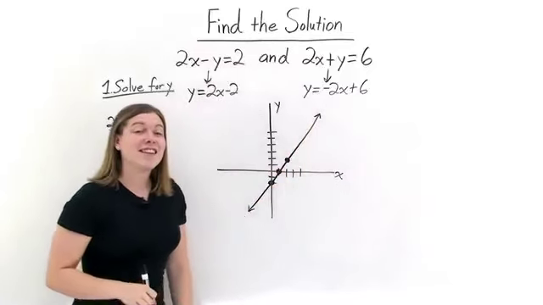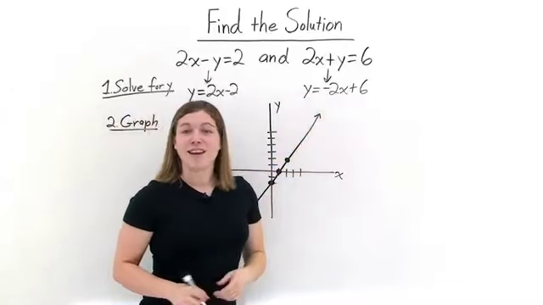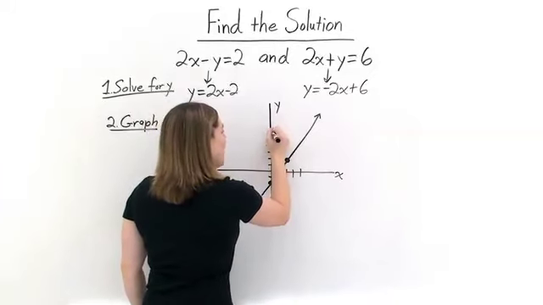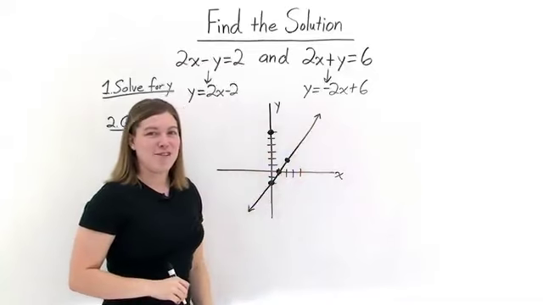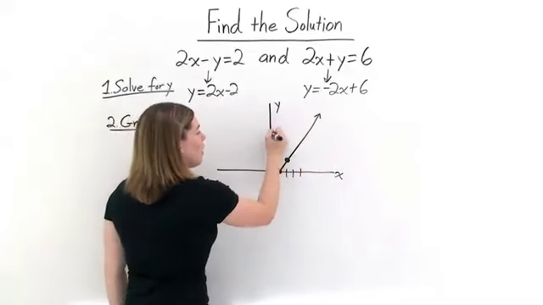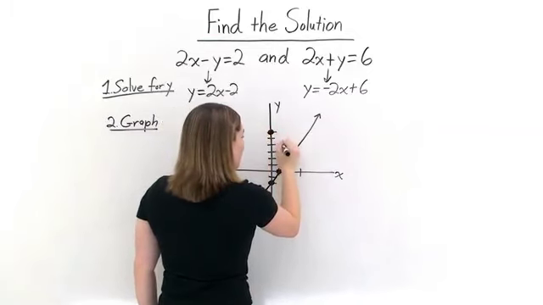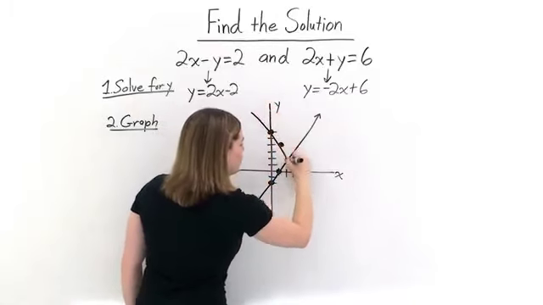Perfect. Now let's look at our other equation. y equals negative 2x plus 6. Here, 6 is our y-intercept, so we put a point at 6. Now we have a slope of negative 2, or negative 2 over 1. So we start at our y-intercept, and we move down 2 and right 1. Then down 2 and right 1. Then we draw our line.